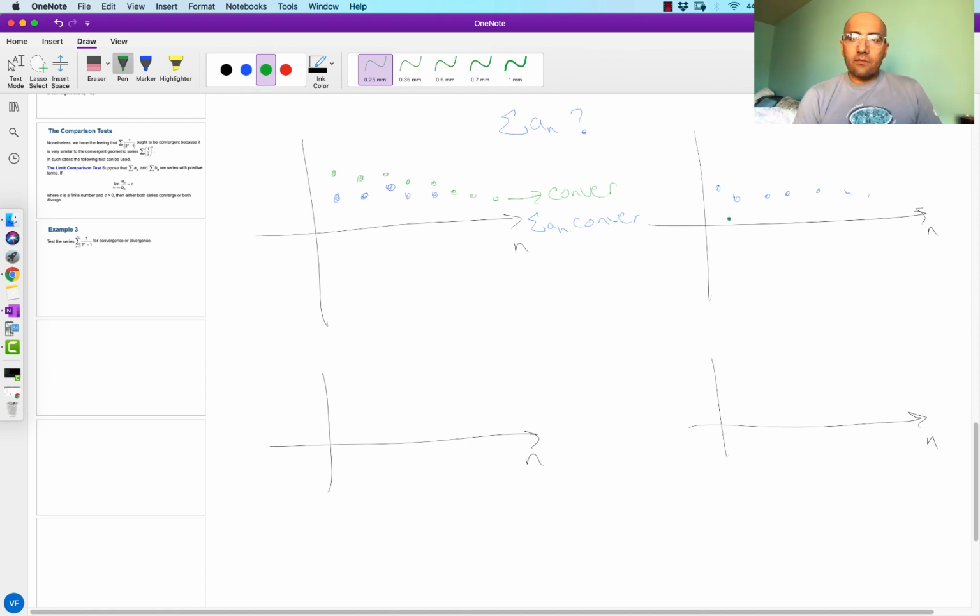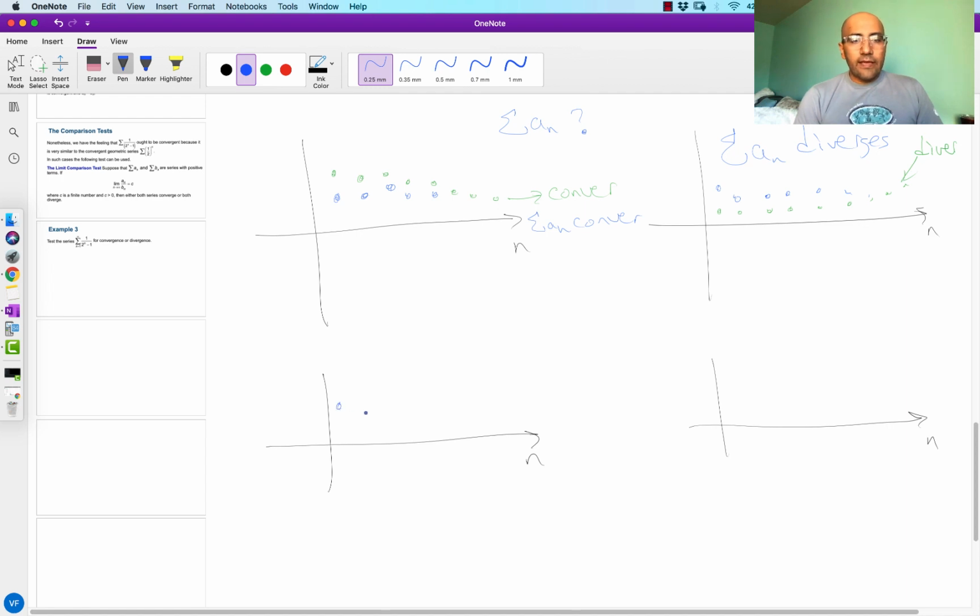And we can find some new sequence that is always smaller than the one we're interested in. On a term-by-term basis, it's always smaller. And I know that this green one diverges, smaller than, on a term-by-term basis, always positive, but diverges. Now we can conclude that it must be the case that a sub n also diverges. Good.